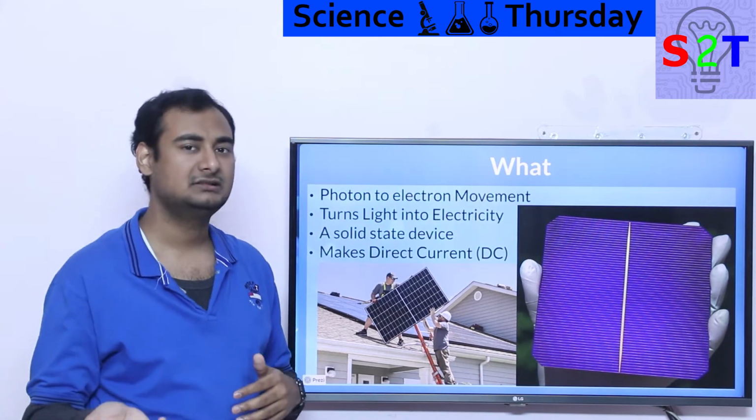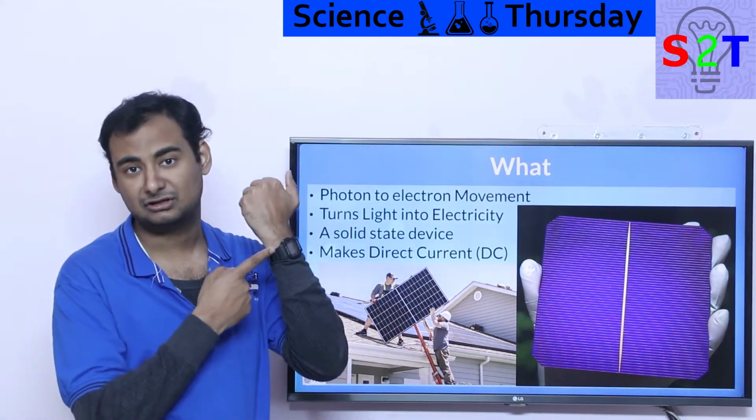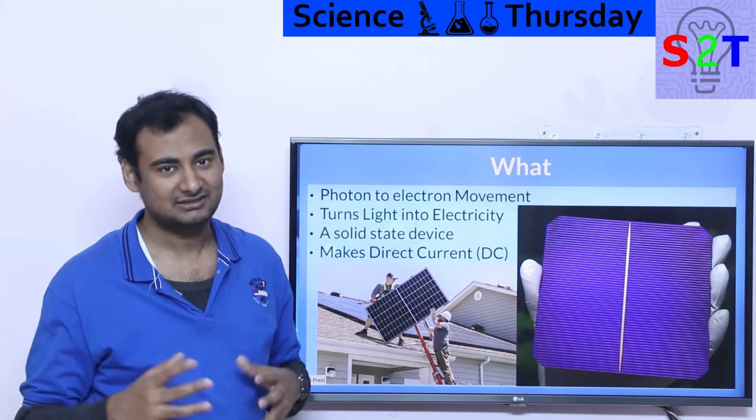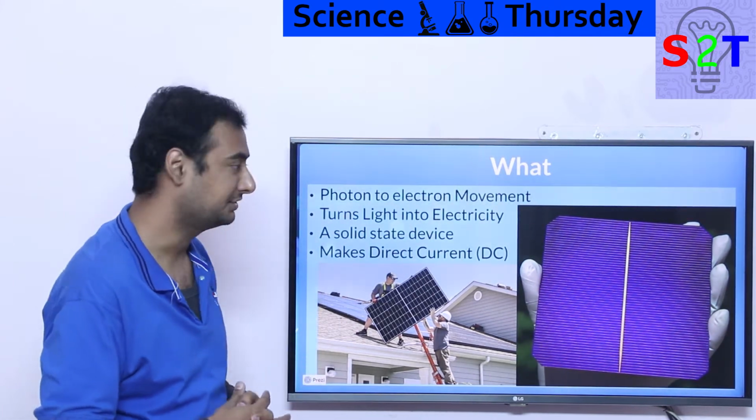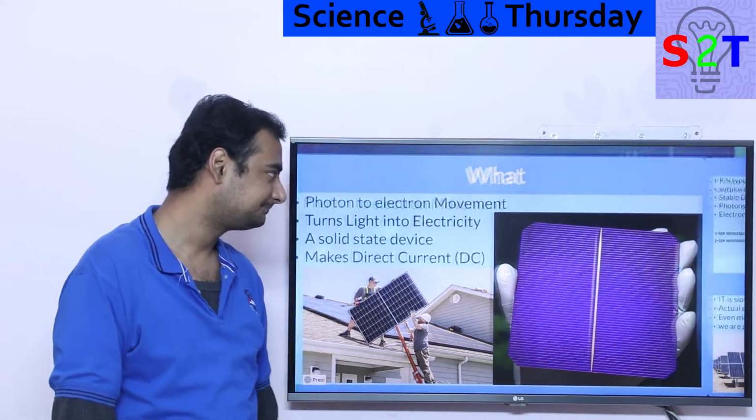Now that may be desirable, that may not be desirable. For my solar watch, that's a desirable aspect. For the power grid, that's not a desirable effect, but it can be managed. We have good enough inverter technology at this point in time. So this is what we are talking about.